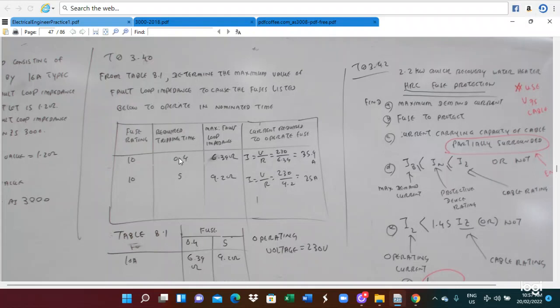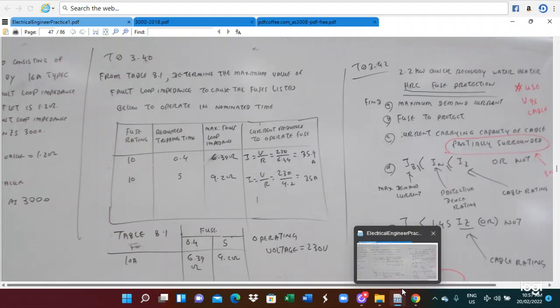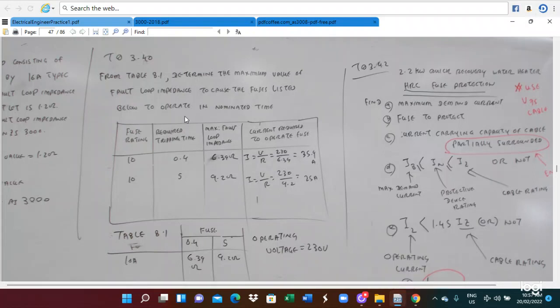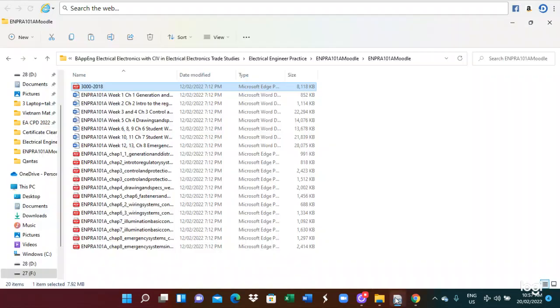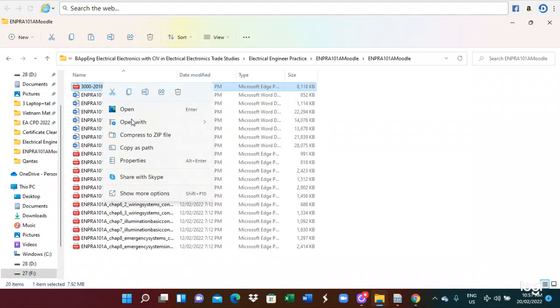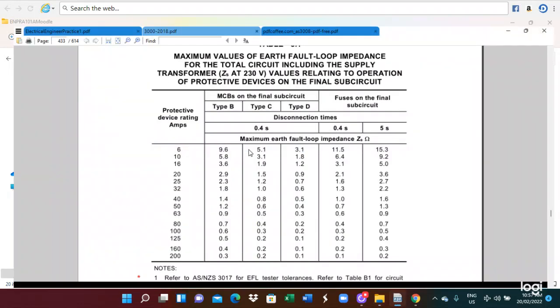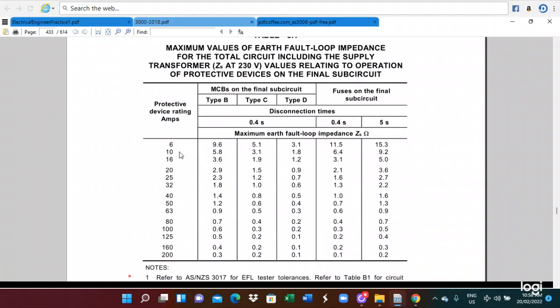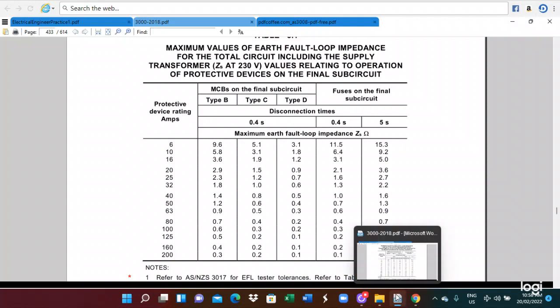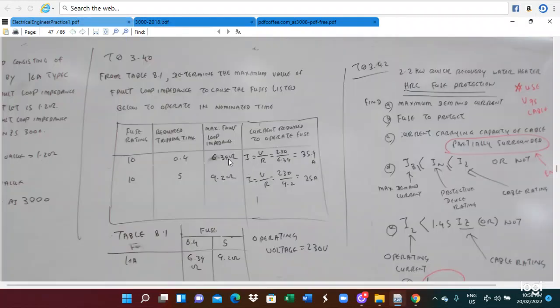So for the fault loop impedance, we have to see this table. Fuse rating is 10 ampere, tripping time is 0.4 second. So that will be 6.4 ohm. So this 6.4 ohm is the fault loop impedance. Supply voltage is 230 volt. So 230 divided by the fault loop impedance, you get the current. So 35.4 ampere. So that is the current we calculated.